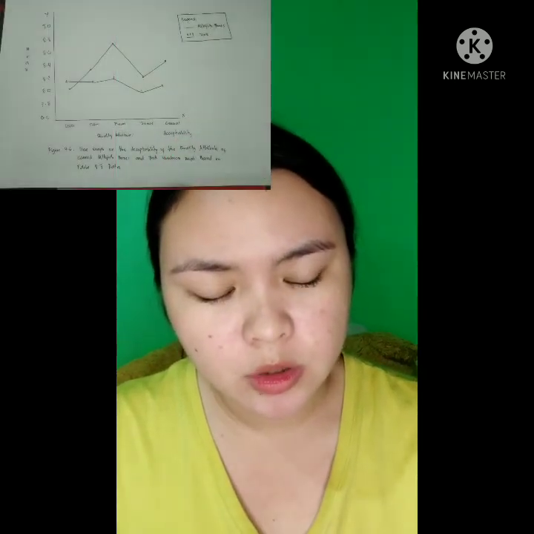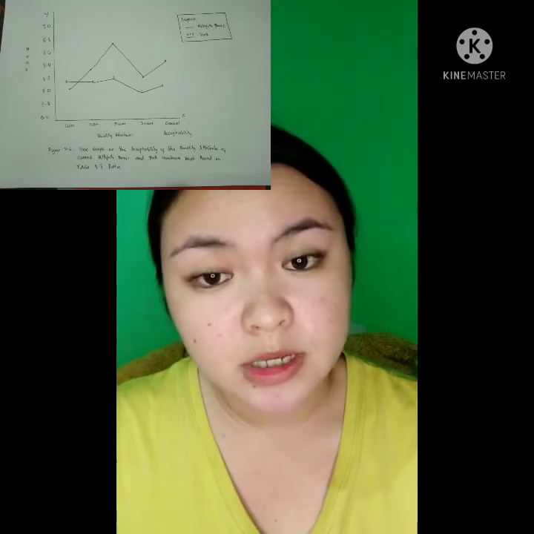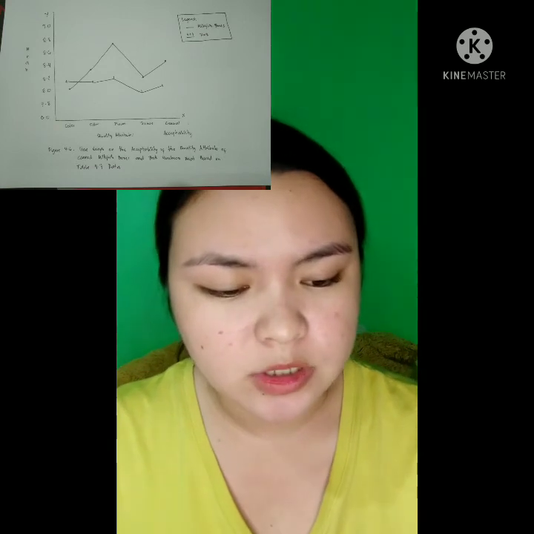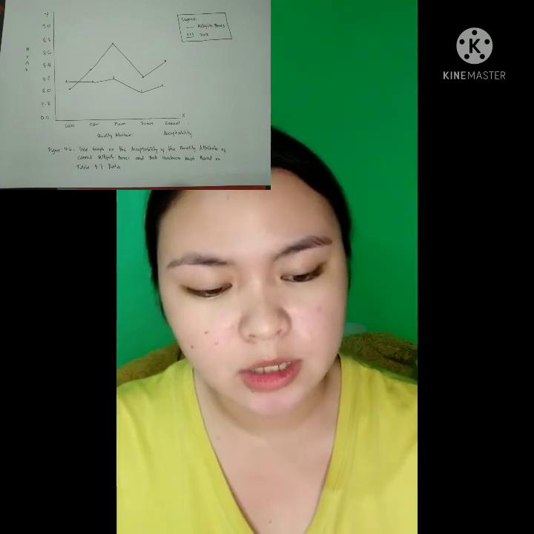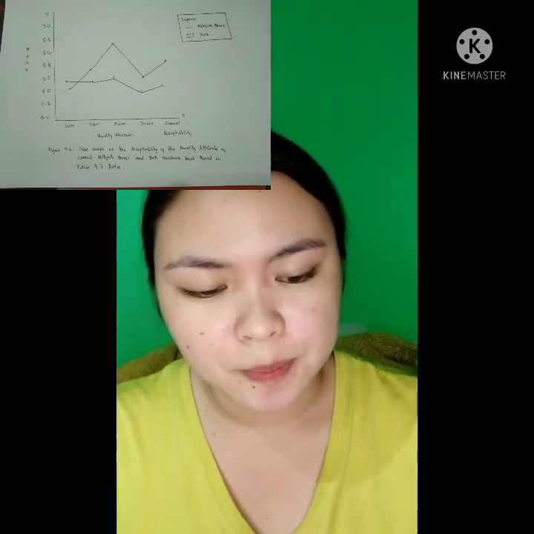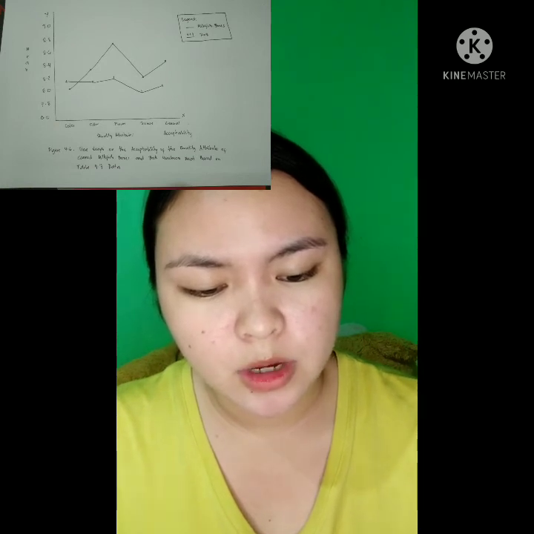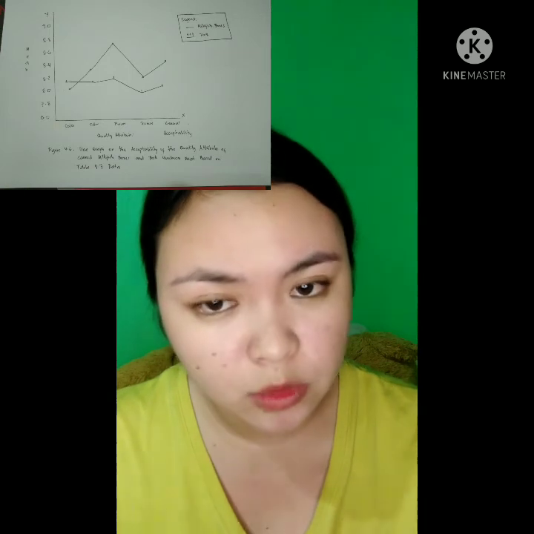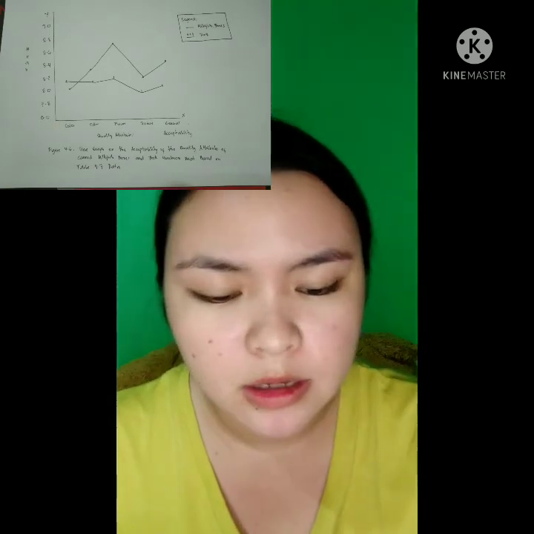For illustration number 3, I will not explain it any further. This represents a line graph having two variables, which are the milkfish bones and the pork. When we are going to use two variables, we should provide a legend. So don't forget that. Take note of that.